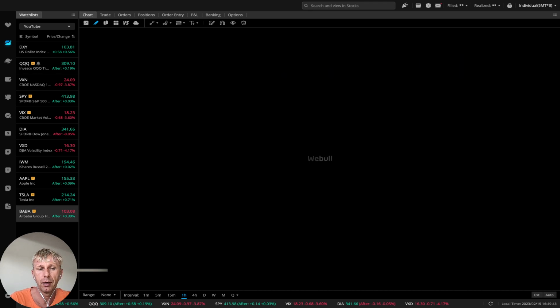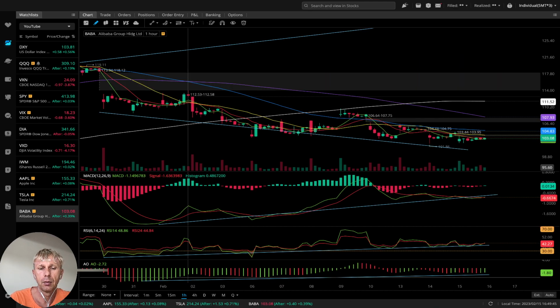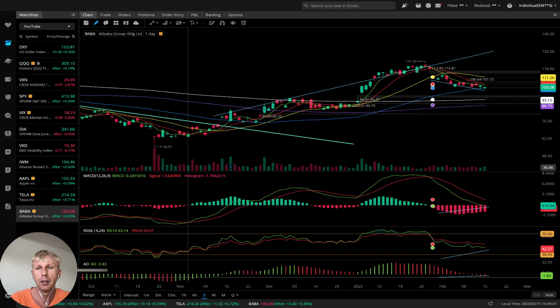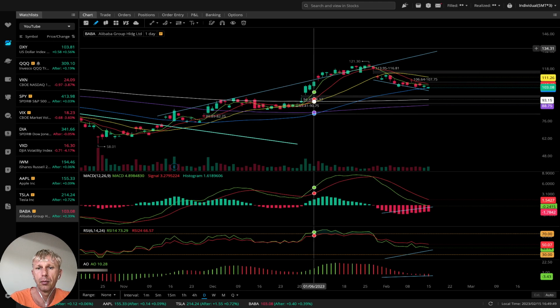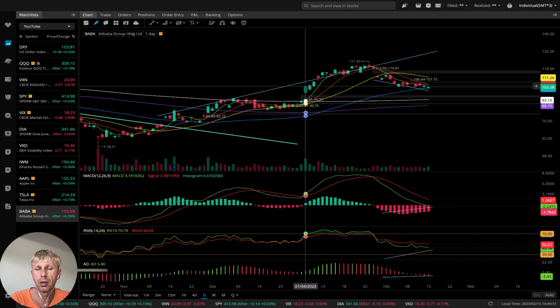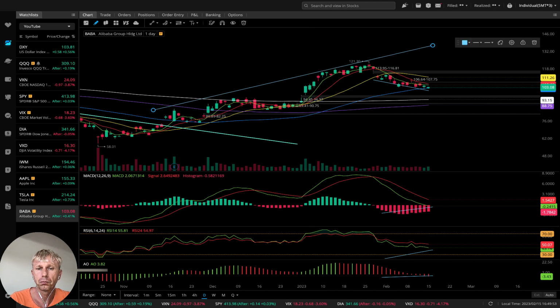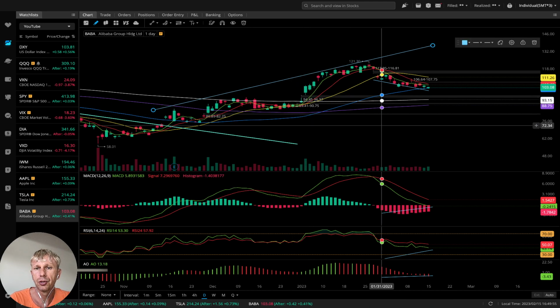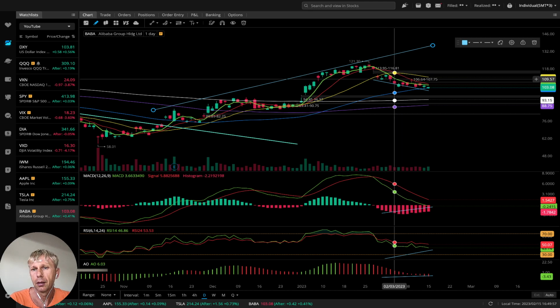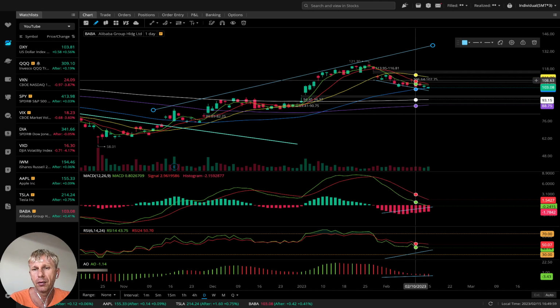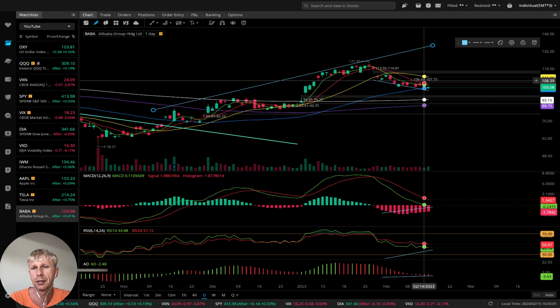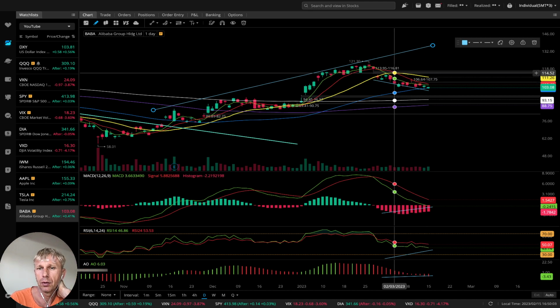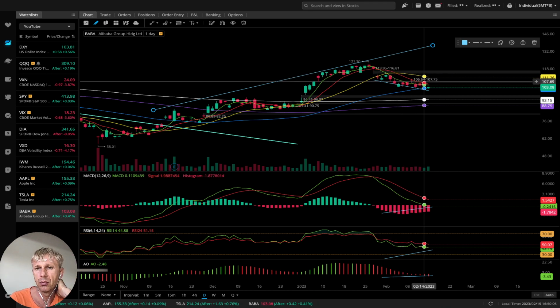Let's move to Baba, Alibaba Group. Let's start from daily. Daily Alibaba is bearish, right? It was a bullish trend on Alibaba and it changed direction to bearish. You see the bars, and MA5 and 10 below MA20. That was confirmation and it is still bearish.